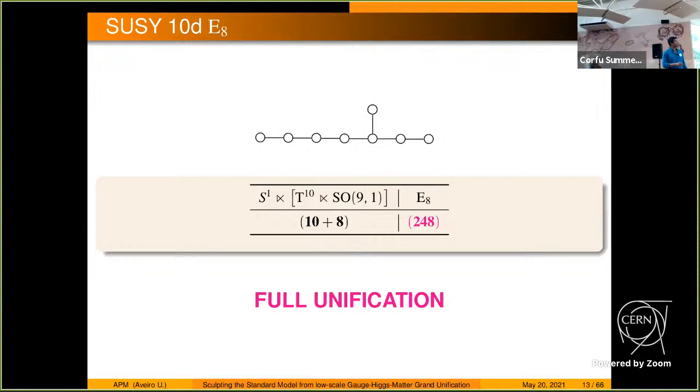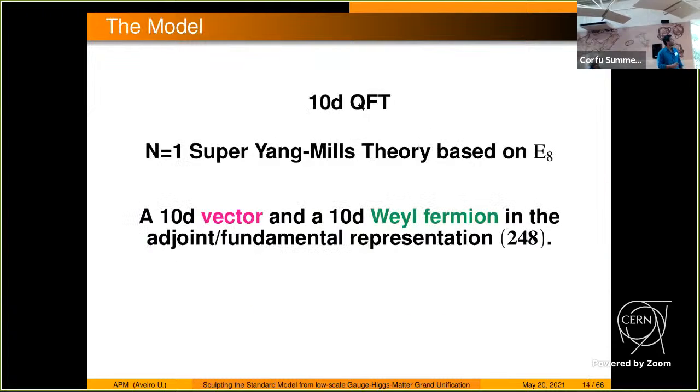So this contains a 10D vector and a 10D chiral/Majorana fermion. Right, so this is the model setup. It's a 10D quantum field theory, super Yang-Mills theory based on E8. It has a 10D vector and a 10D Weyl fermion in the adjoint representation of E8, which is also the fundamental one. But bear in mind, this is not a string theory. We are not doing string theory by any means.